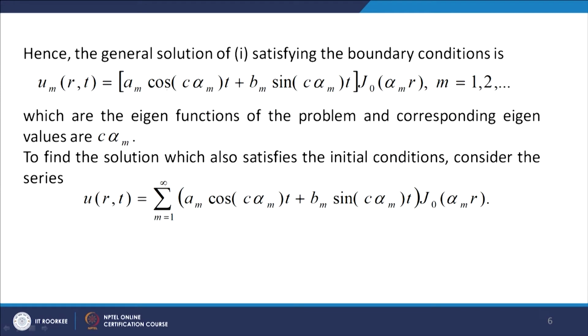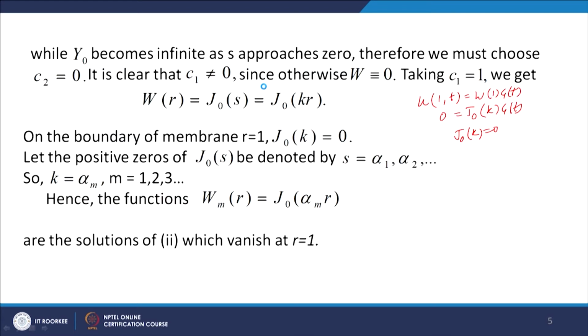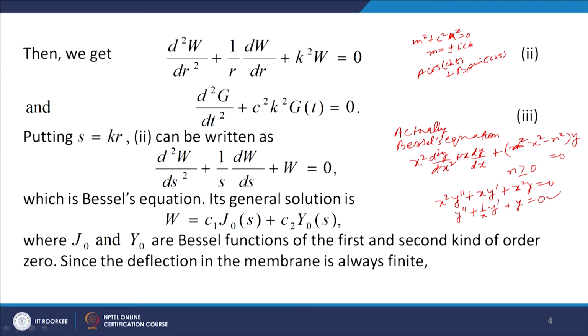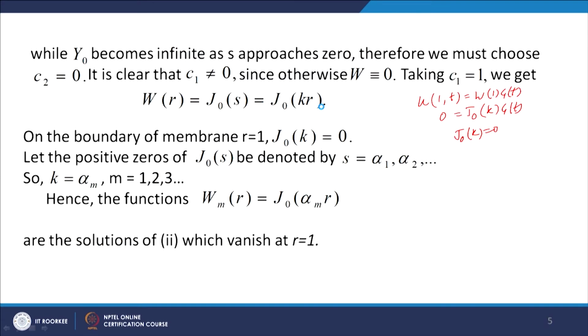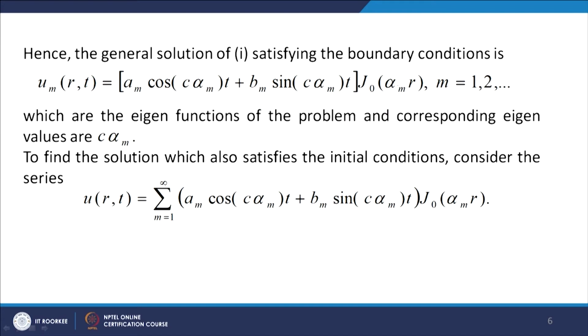Am cos c alpha m t plus bm sin c alpha m t into J0(alpha m r), because here k becomes alpha m. So, we write it as cos c alpha m t, and the constants a and b which we take in the solution corresponding to equation number 3 will change with each value of m. So, we write them as am and bm. So, now these Um(r,t) are then the eigenfunctions of the problem, and the corresponding eigenvalues are c alpha m.